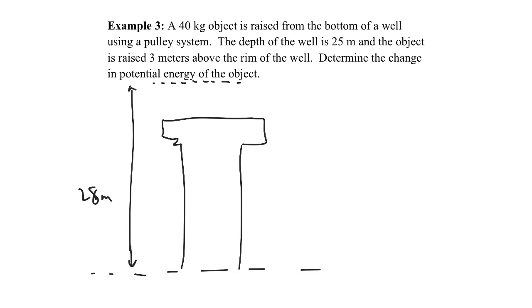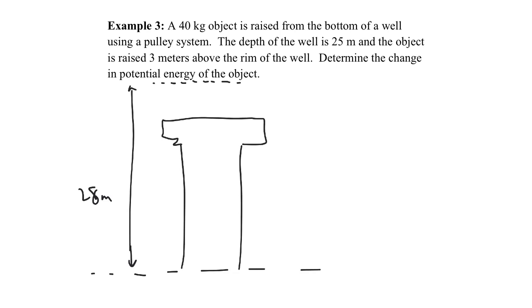And a couple students even came after school yesterday at office hours to ask a little bit more about it. And I said, well, you could also just call the lip of the well ground level, and then this is a height of 3 meters, but this is still a vertical change of 25 meters. So whether you do it one way or the other, you'll get the same answer.